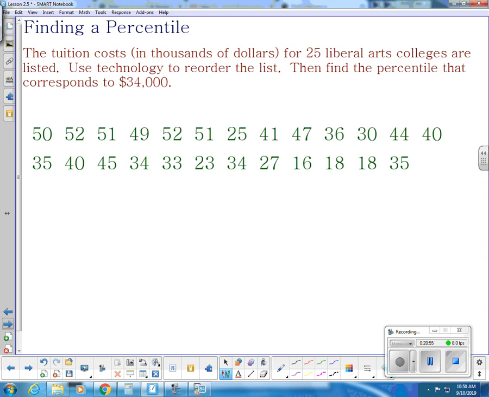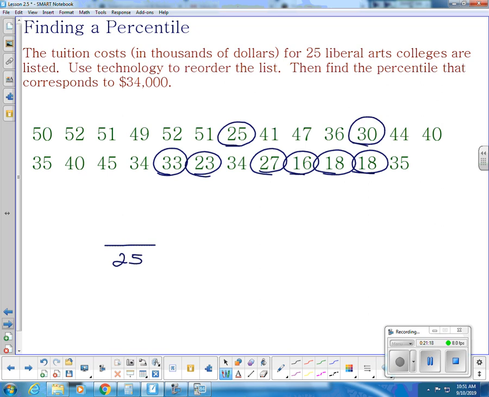Okay, finding the percentile of 34,000. So how many scores here? These are 25 scores, so I know I'm going to divide by 25. How many scores are lower than 34,000? 1, 2, 3, 4, 5, 6, 7, 8. Did I miss any? Are we good? We're not including 34. 8 divided by 25. So 32%.